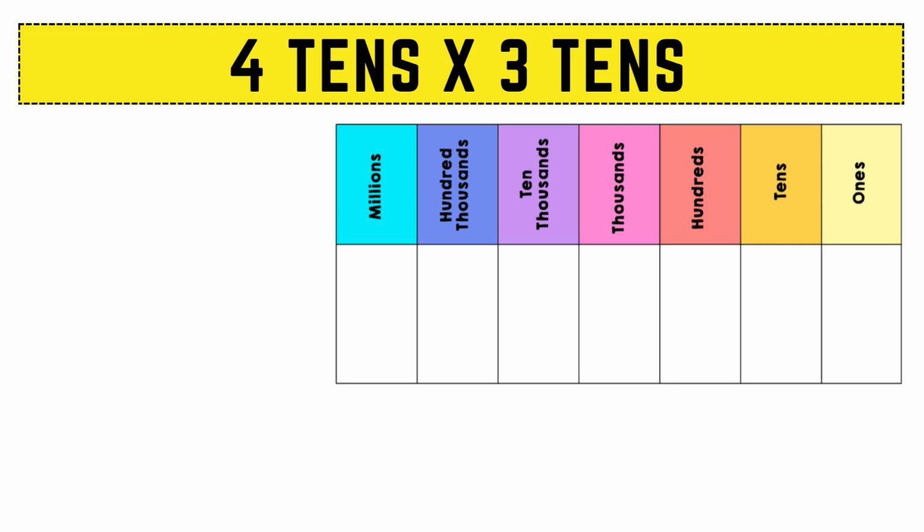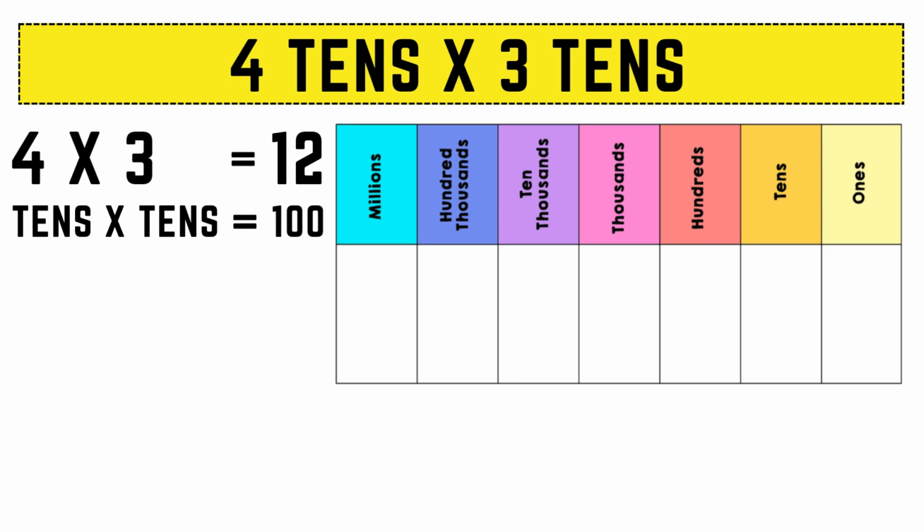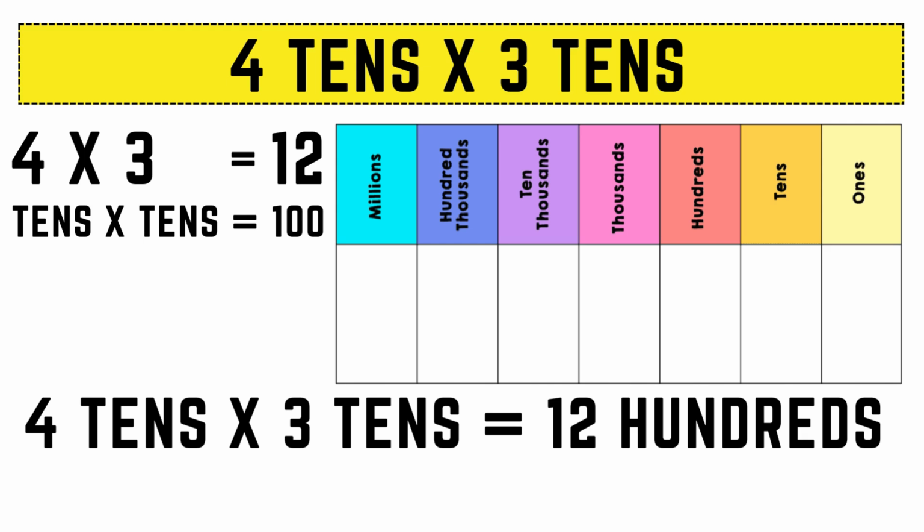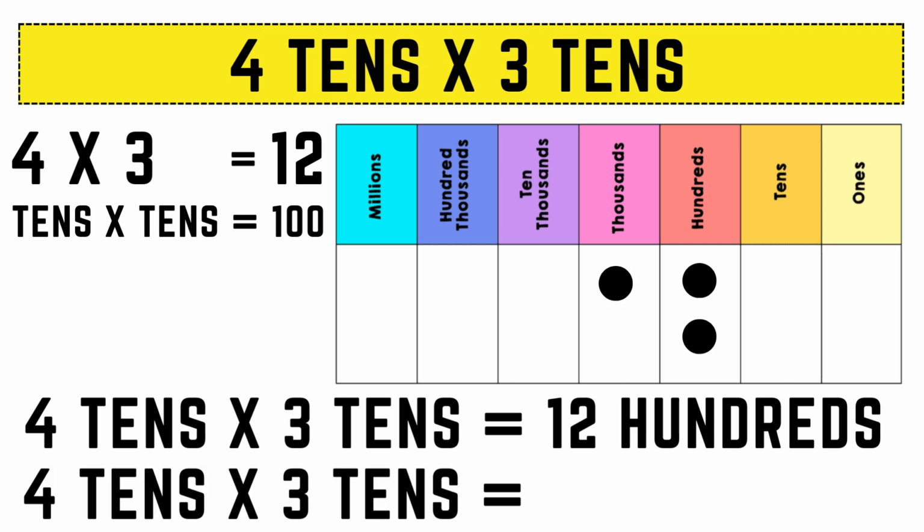Next, let us try to multiply 4 tens times 3 tens this time. Now we know that 4 times 3 is equal to 12. And tens times tens will give us 100. Therefore, 4 tens times 3 tens is equal to 12 hundreds. Let us try to look at our number line. 12 hundreds is equal to how many thousands? That is equal to 1,000 and 2 hundreds.